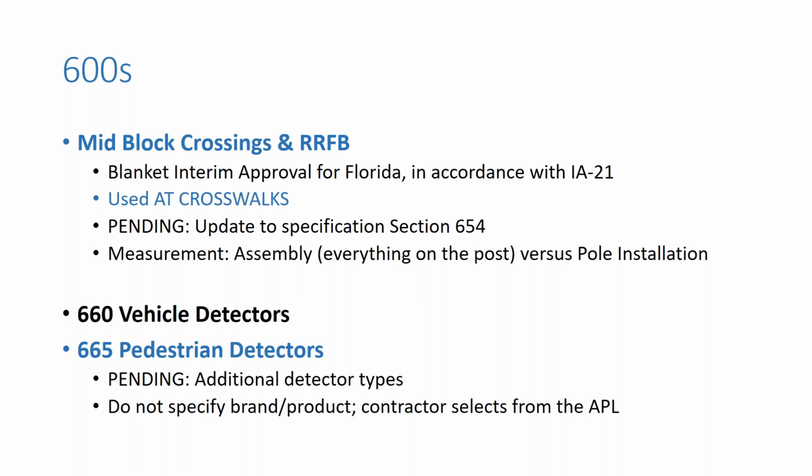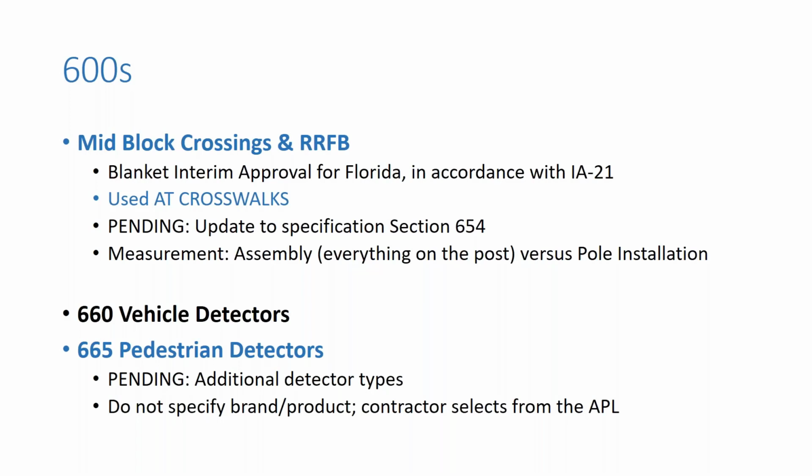And we have seen some minor updates to specification section 654, but please remember that the RRFB, the rapid rectangular flashing beacon, is paid for as a complete assembly. So that means everything from the pole and its foundation up through the flashing lights, the signs, the pedestrian detector, etc., are all included in the cost of the assembly. The actual light bars are not to be used for other applications unless there's a project-specific application that has been approved.